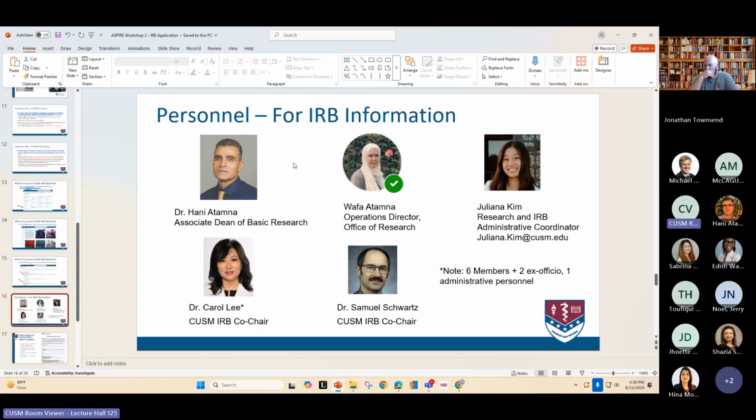We're doing well. Here's our personnel. Now, some of these individuals are not on the IRB committee. They are individuals that are associated with our research activities here on campus. Many of you know Dr. Hania Tanma, who's our Associate Dean for Basic Research. He oversees the research activities, especially in basic science at CUSM. He's also a professor and teaches in our pre-clerkship curriculum.